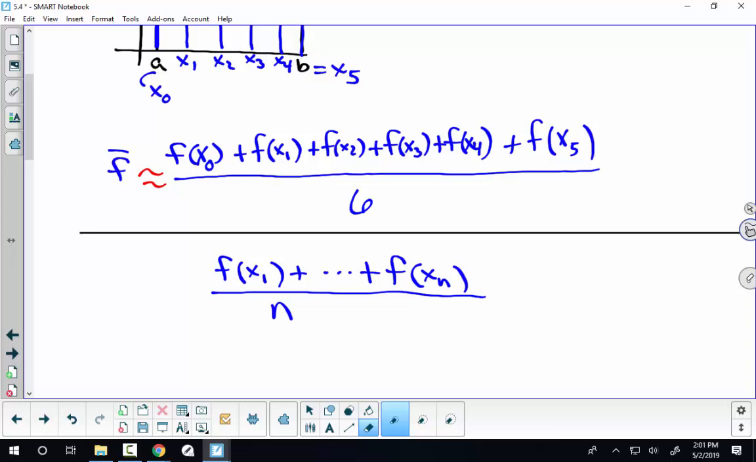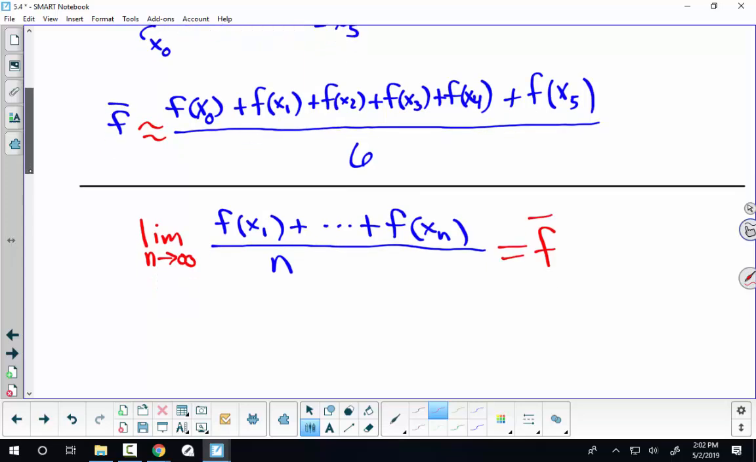But in order to make that exact, what do we have to do here? Take the limit as n approaches infinity. The limit as n approaches infinity would give us the exact average. Is everybody okay with that? It's not that we're dividing by infinity, it's just that we're dividing by a larger and larger number.